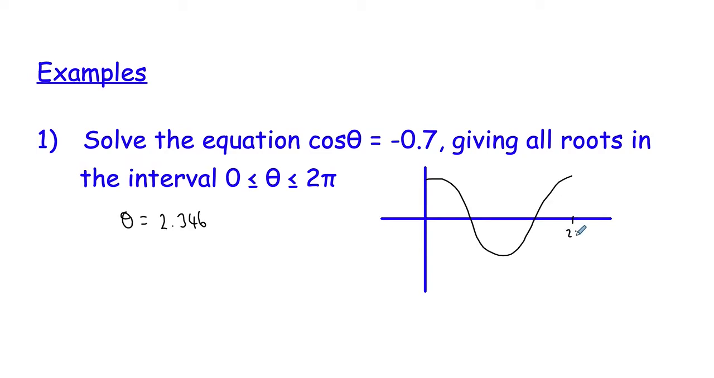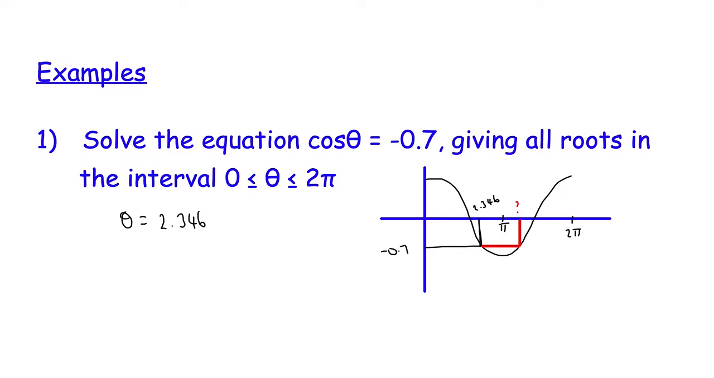Which looks something like that. And our minus 0.7 is like here somewhere. So this is 2.346. And we need all the values. In other words, we need this extra value. We need to find out what this number is.